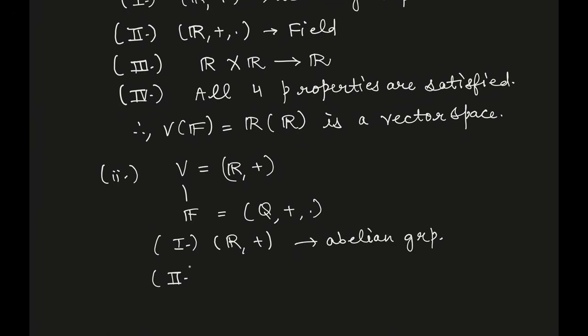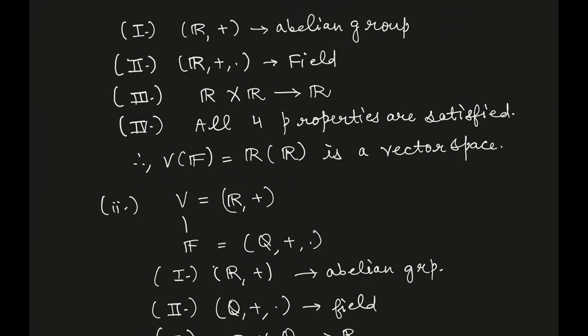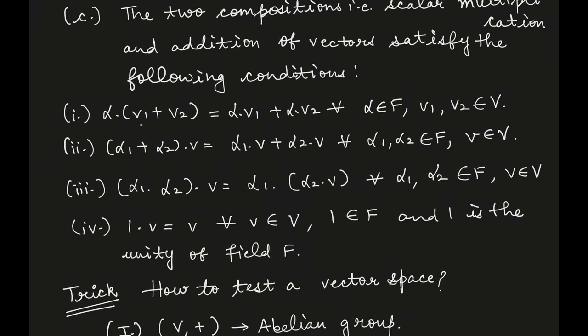Second, rational with respect to plus and dot forms a field. Thirdly, real into rational. So if I multiply some real number with a rational number, then it will be again a real number only. And lastly, all those four properties will be satisfied. There will be no issue in this. Multiplicative identity of real will also be 1. Yes, ma'am.